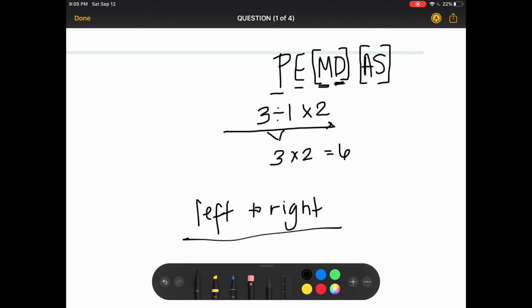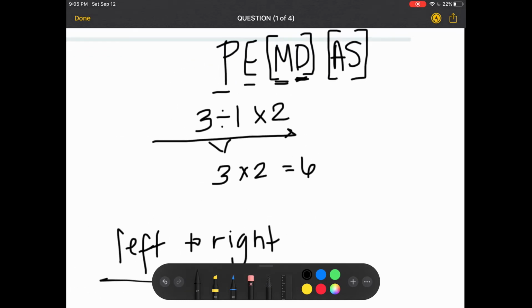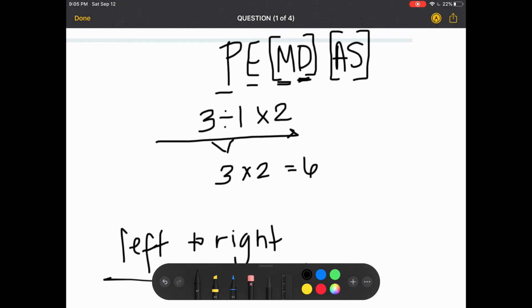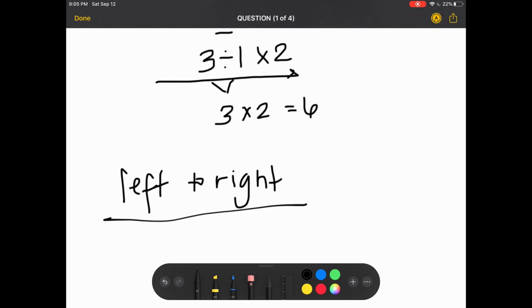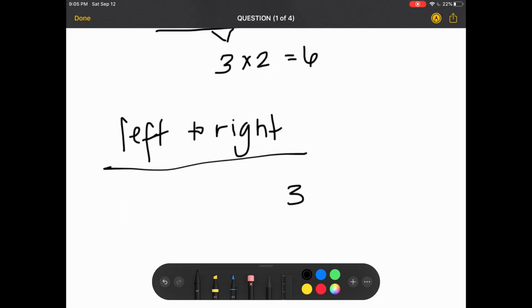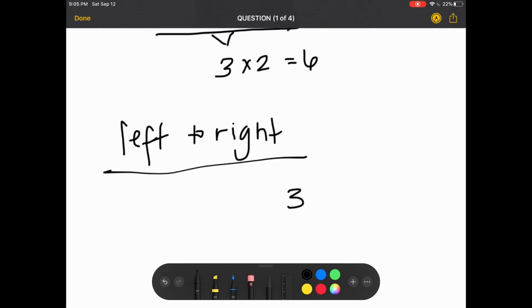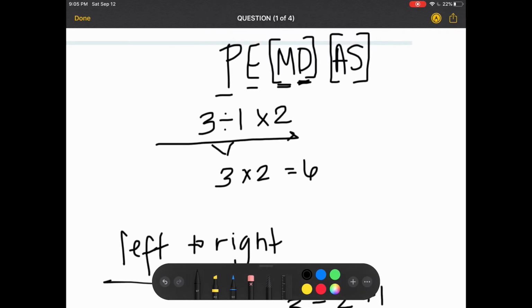Once you finish the multiplication and division, you would then go into addition and subtraction. So let's say I have the same numbers. I'm going to move it down a little bit. 3, what did I have? Minus 2 plus 1, right?